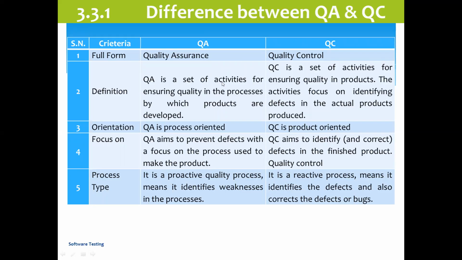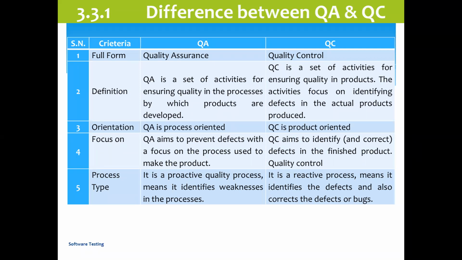QA is a set of activities for ensuring quality in the process by which products are developed. So which activities are performed and processed to develop that product, to develop that project. Directly we are not going for testing. We follow some process for our testing also: which documentation we prepare, which model we prepare, what type of document we receive, what kind of scenario we identify, what type of testing we can perform. All those things need to be planned, and we have to go in a systematic way. Then only the execution part will come.